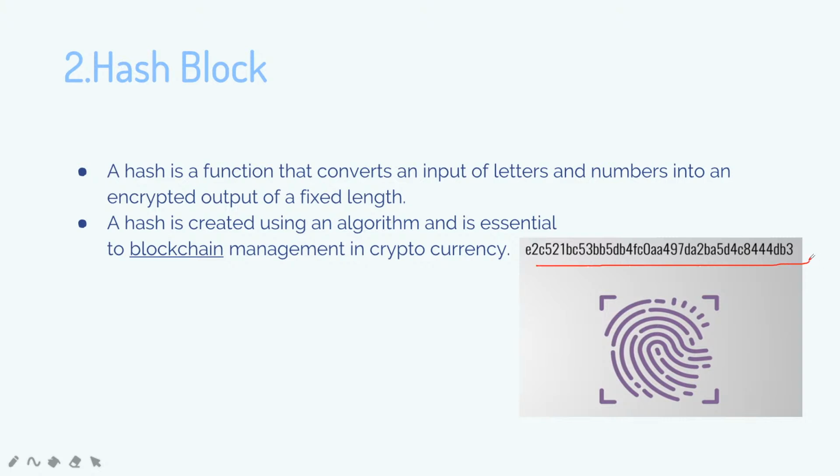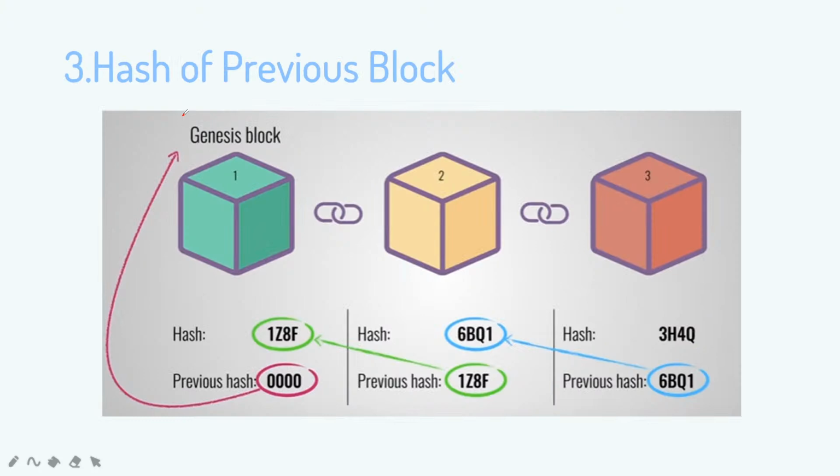So the ASCII value will be like this only. The hashing value will be like this only. So hashing will be created by the algorithm, and then blockchain management using cryptocurrency. So this is the ASCII value. It's a unique value, and then there's the previous block.